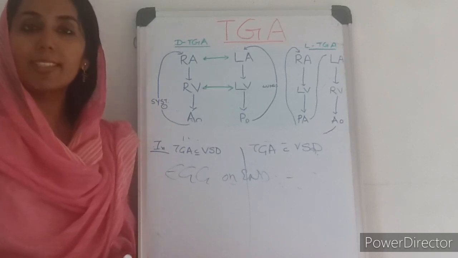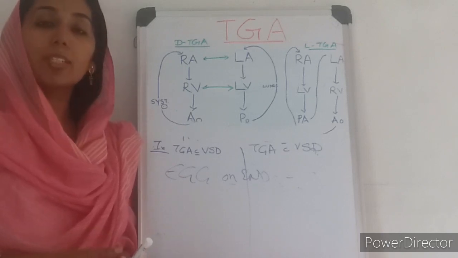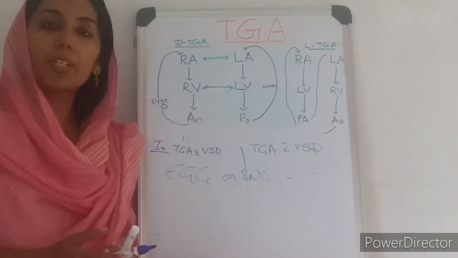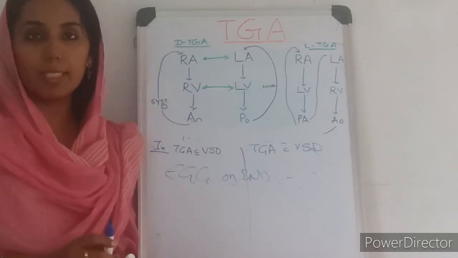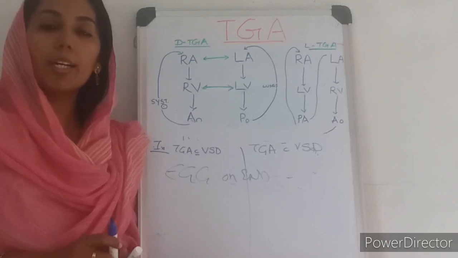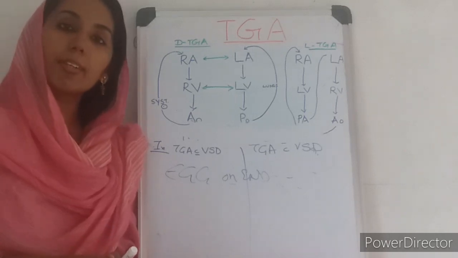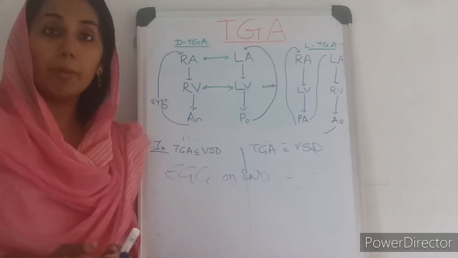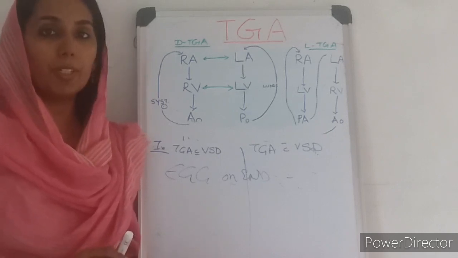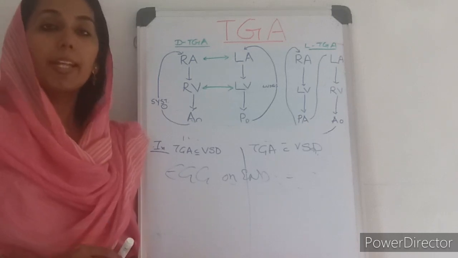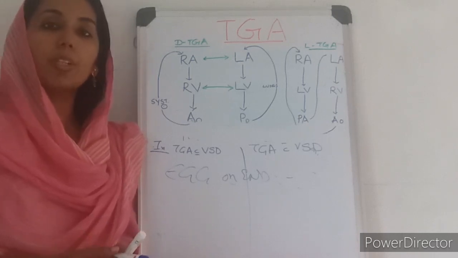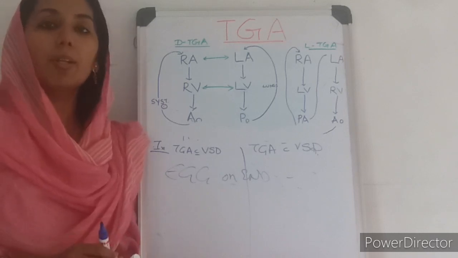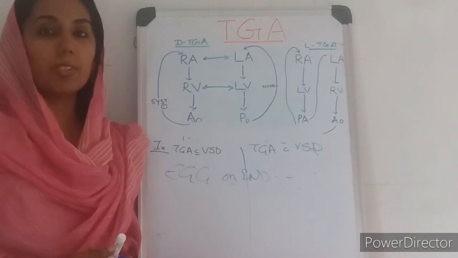The investigation of TGA with VSD, with increased pulmonary blood flow: again in the ECG you see a right axis deviation, you may see RVH or LVH or BVH. That means you may see a right ventricular, left ventricular or a biventricular hypertrophy in such cases. Coming to the X-ray findings, X-ray here also will show cardiomegaly, will show pulmonary plethora. There may even be signs of pulmonary arterial hypertension in this case. Next, echocardiography will again show the origin of the arteries, will also show the presence of the VSD, and we will be able to find out the pulmonary artery pressures.